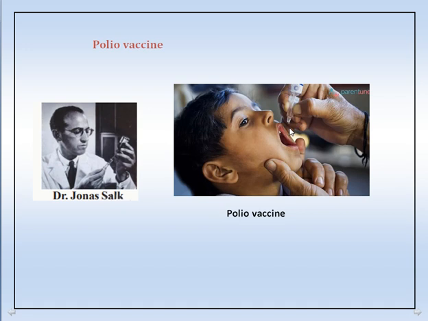Who discovered the polio vaccine? The polio vaccine was discovered by Dr. Jonas Salk, who discovered the vaccine for polio in 1952. He wanted to distribute it freely to everyone, so he never patented his polio vaccine. Dr. Albert Sabin discovered the oral polio vaccine in 1957.